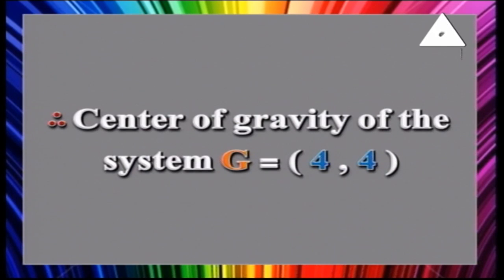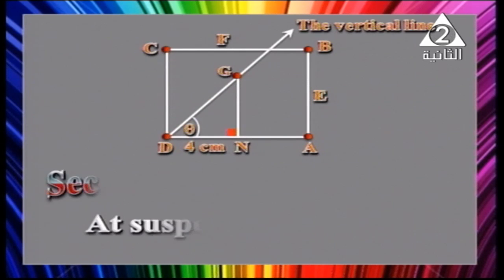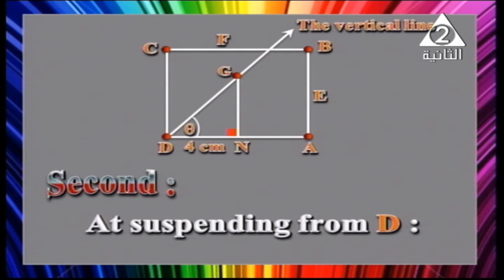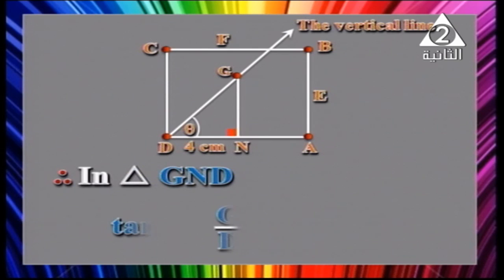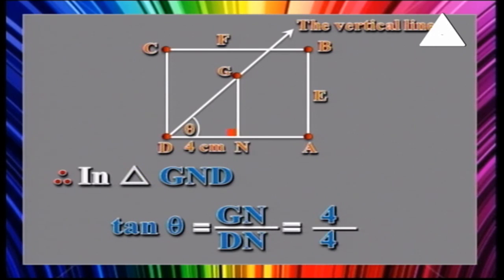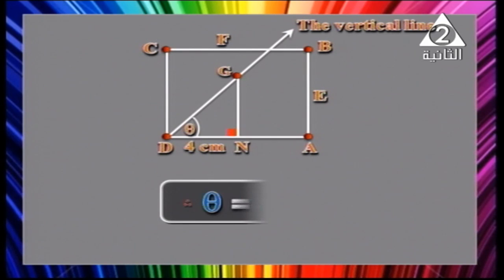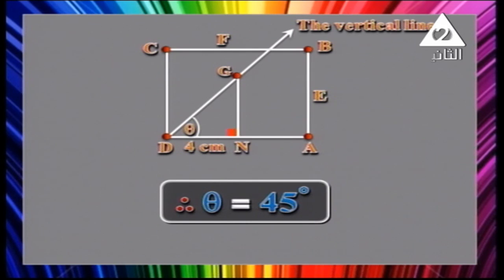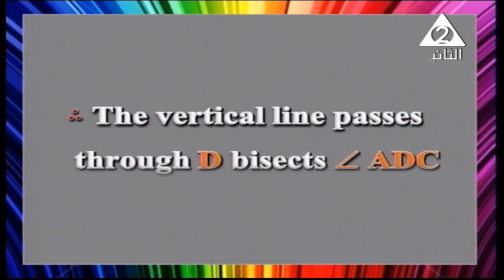My dear student, the vertical line makes angle theta with DA. As suspended from D, in triangle GND, tan theta equals GN over DN equals 1. Then the measure of angle theta equals 45. We deduce that the vertical line passing through D bisects angle ADC. My dear student, now we move to another example.